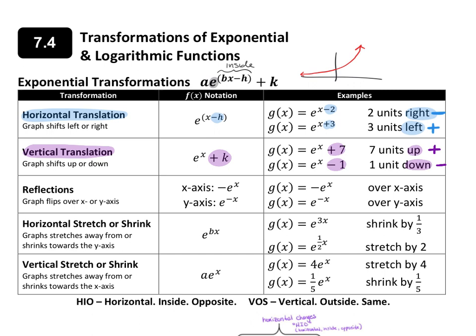We still have our reflections, which again is something we've talked about before. We can reflect or flip this graph over the x or the y-axis. If it is flipped over the x-axis, that negative sign is in front of the base and the power. If it is flipped over the vertical or y-axis, the negative is in the exponent. So it's just negative x instead of negative base to the x. And it doesn't get more complicated than that. So your minus sign in front is over the x-axis. Your minus sign inside is over the y-axis.